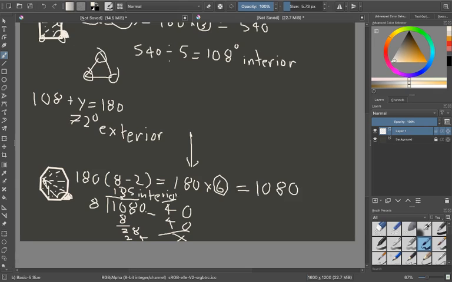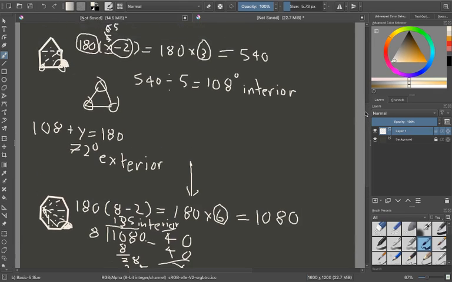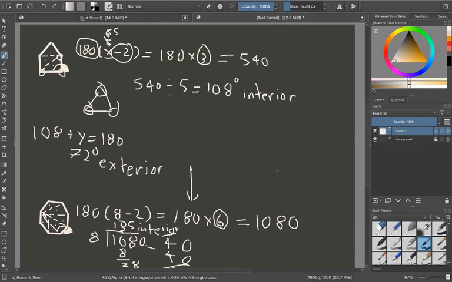Now for the exterior, we have to do 135 plus y equals 180. And 135 plus 45 makes 180. So 45 degrees is going to be the exterior angle.